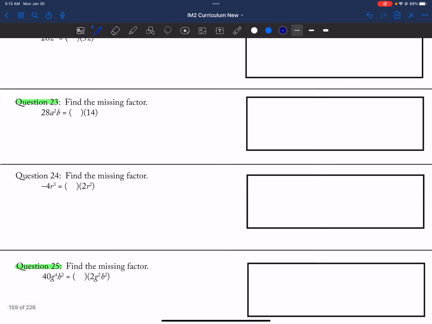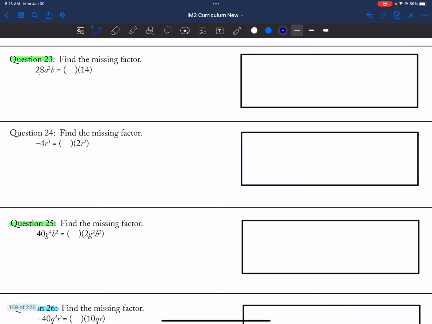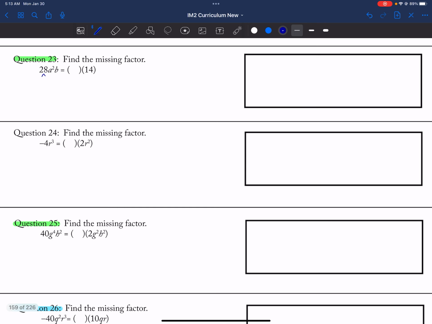Okay, and then the next green one. I almost did a blue one right now by accident. That's a different video. 2 and 14, 2 and 7. So this is 2 times 2 times 7 times A times B. And then what I have only is 14.